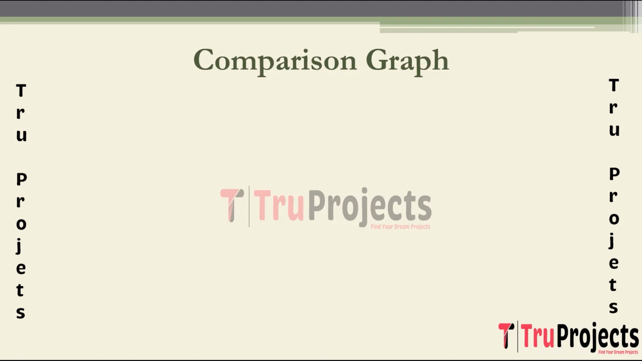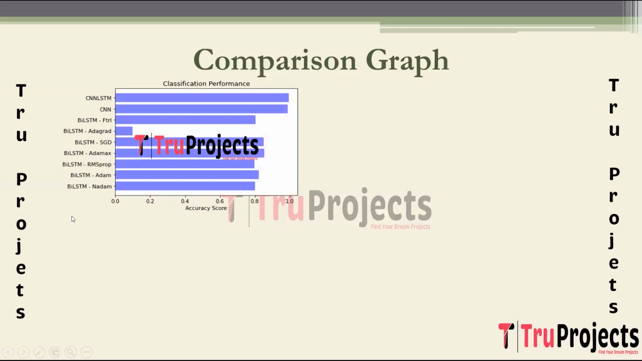So here we have comparison graphs for all those metrics. This is the accuracy comparison graph. Here on the x-axis we have the accuracy score for each algorithm, and on the y-axis we have the algorithm names. Accuracy is a measure of the overall correctness of the model. It calculates the ratio of correctly predicted instances to the total instances.